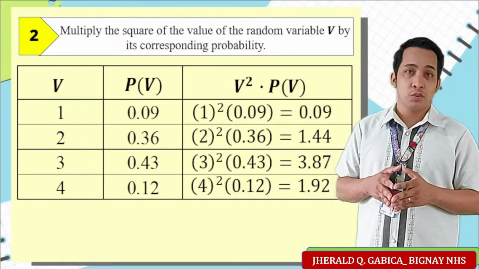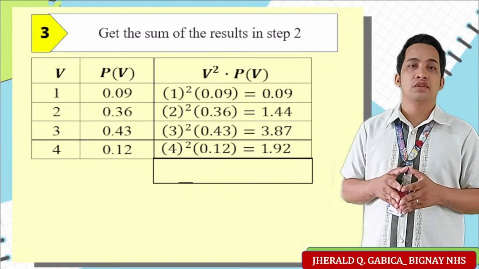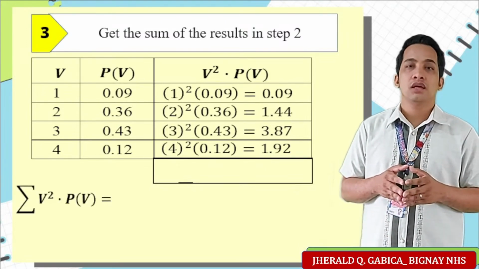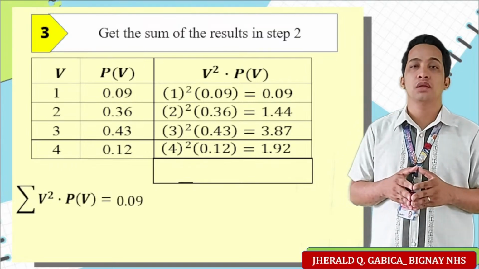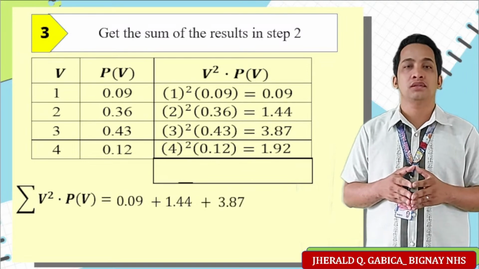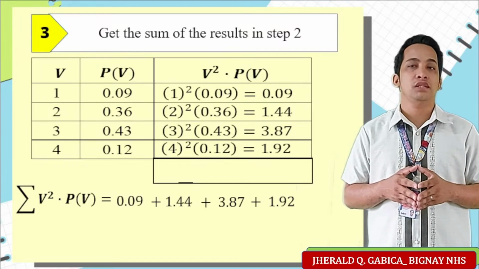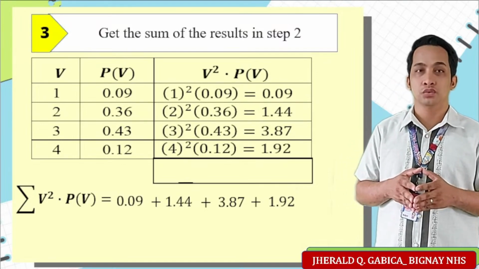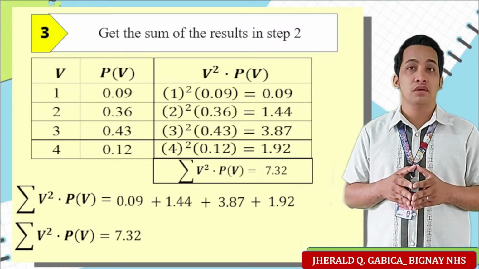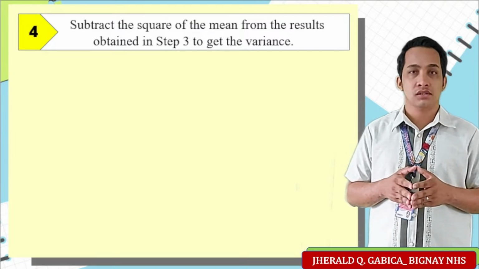For the third step, we just get the sum of the results in step number 2. We just have the summation v squared times p of v. That is 0.09 plus 1.44 plus 3.87 plus 1.92. So the summation v squared times p of v is equal to 7.32. For the last step, we will just subtract the square of the mean from the results obtained in step 3 to get the variance.